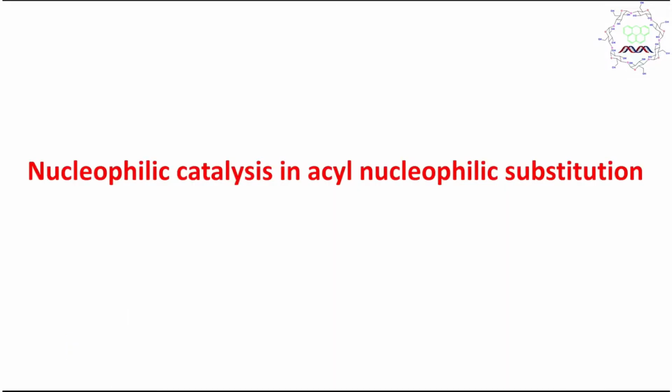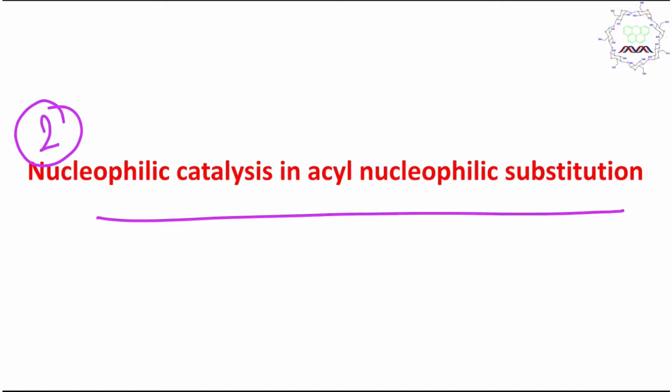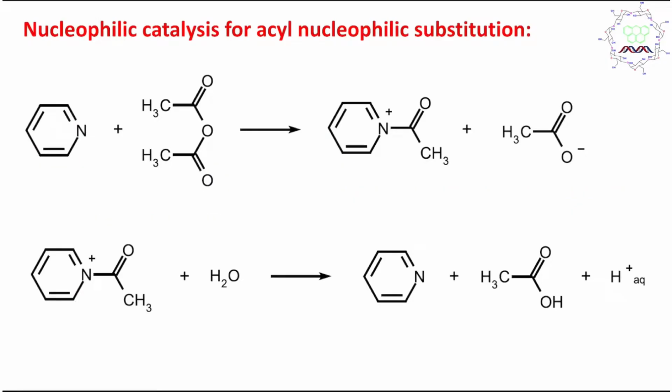Now let's come to the second example, that is nucleophilic catalysis in acyl nucleophilic substitution. And by the way, the previous example also belongs to the category of acyl nucleophilic substitution. I'm sorry for the misspelling. So this is acyl nucleophilic substitution, both this one and the previous one, but the previous one falls in another special category, that is ester hydrolysis. Okay, so now let's learn this acyl nucleophilic substitution and the use of a nucleophilic catalyst.